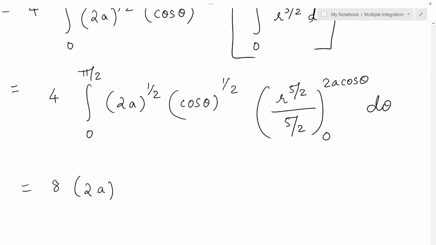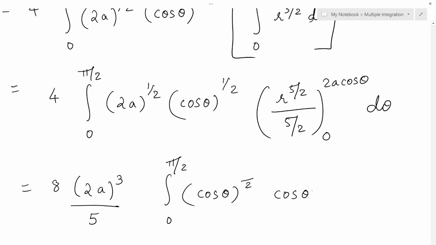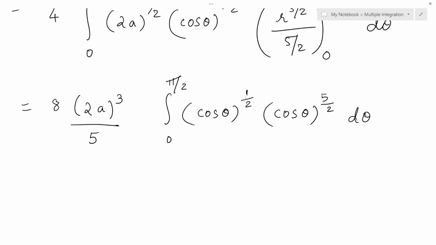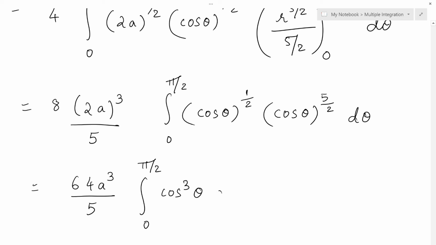2a cube raised to 5 will come outside. Inside you have 0 to pi by 2. This cos theta raised to 1 by 2 is there, and here you have cos theta raised to 5 by 2. Right? So this 1 by 2 and 5 by 2 will become cos cube theta. So you will have 64 a cube raised to 5, 0 to pi by 2 cos cube theta d theta.